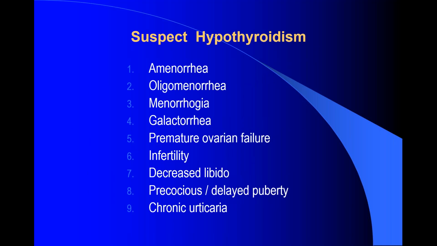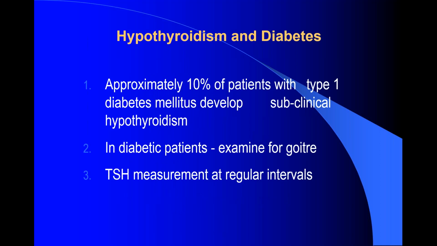So in gynecology, you have to suspect hypothyroidism if the patient has amenorrhea, oligomenorrhea, menorrhagia, galactorrhea, premature ovarian failure, infertility, decreased libido, precocious puberty, or chronic urticaria. You will see that many of the patients are referred from gynecology. The patient has primarily gone to the gynecologist for infertility or other complaints like amenorrhea, oligomenorrhea. They do thyroid tests, and then the patient is referred to an endocrinologist or physician for treatment. This is very common.